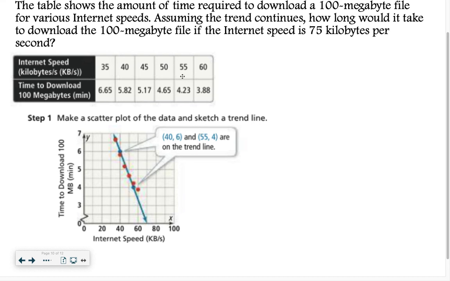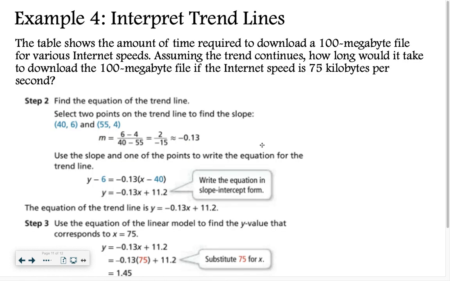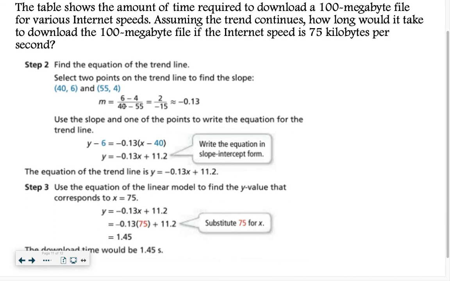And then (55, 4). 4.23, that's really close to 4 as well. So that's why I'm using two slightly nicer points than what we're given in order to find my trend line. So I'm going to use those 2 points and do that same process as before. Find the slope, so (40, 6) and (55, 4). You do your y minus your y over your x minus your x. You end up with a negative 0.13, and then plug it in to get into that slope-intercept form. Okay, so the equation they got was y equals negative 0.13x plus 11.2.